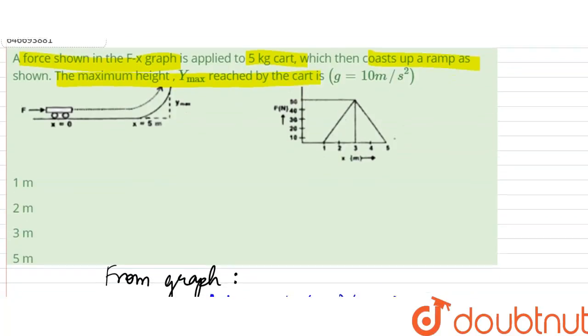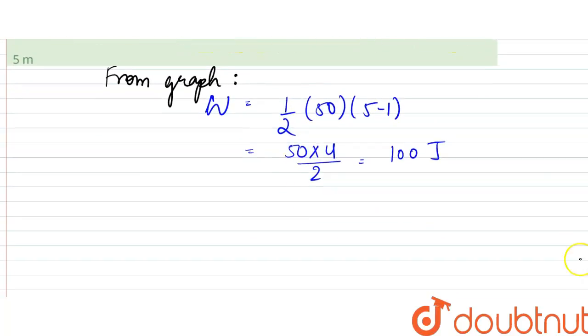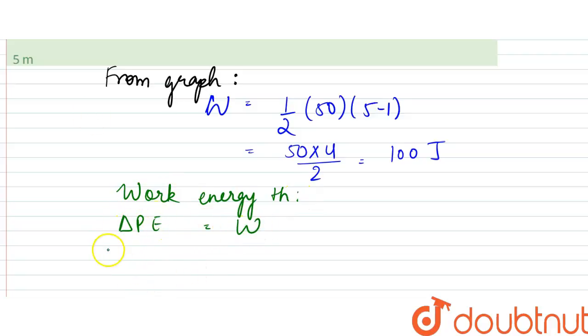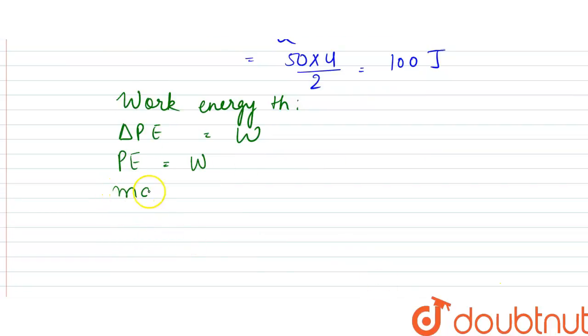Now that is the work done, which will get converted into potential energy according to the work energy theorem. So the work energy theorem says that delta potential energy would be equal to work done. Since initially it is 0, the final potential energy is given by this work done itself. What would that be? That would be mg y max equals 100 joules.